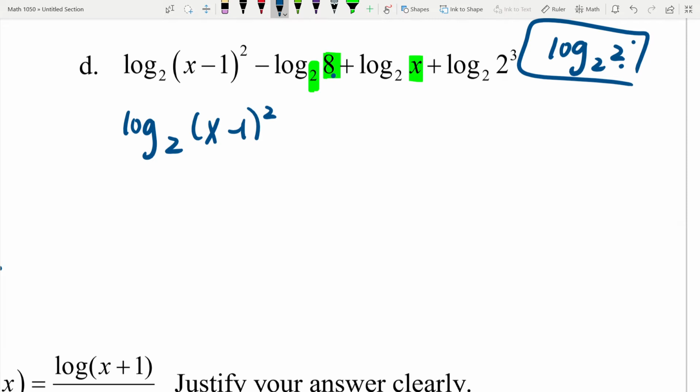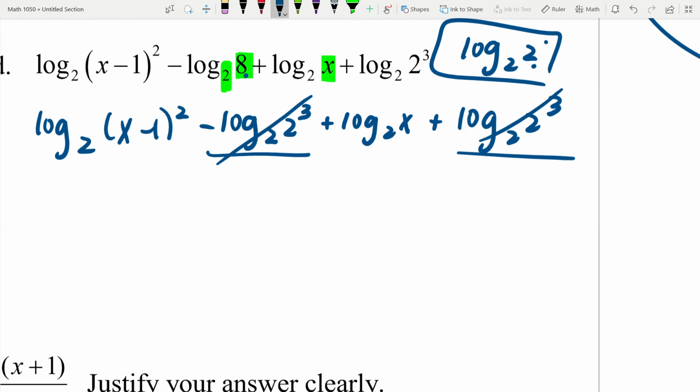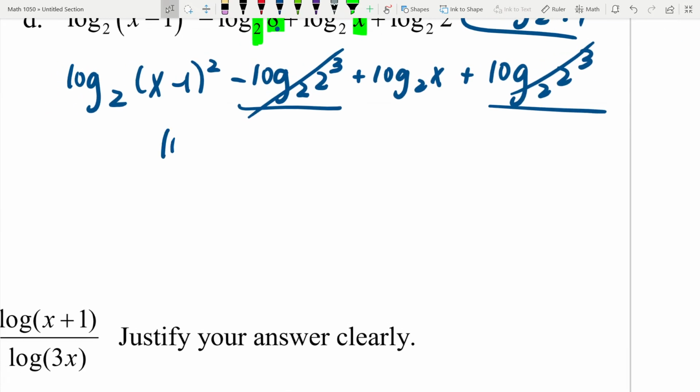It can. So I need to write that as log base 2 of 2 to the third. That's not going to work on log base 2 of x because x is a variable. And then the next one is log base 2 of 2 to the third. Okay, but now look what happens. Negative log base 2 of 2 to the third, positive log base 2 of 2 to the third, those just cancel out. So now I have log base 2 of (x minus 1) squared plus log base 2 of x.